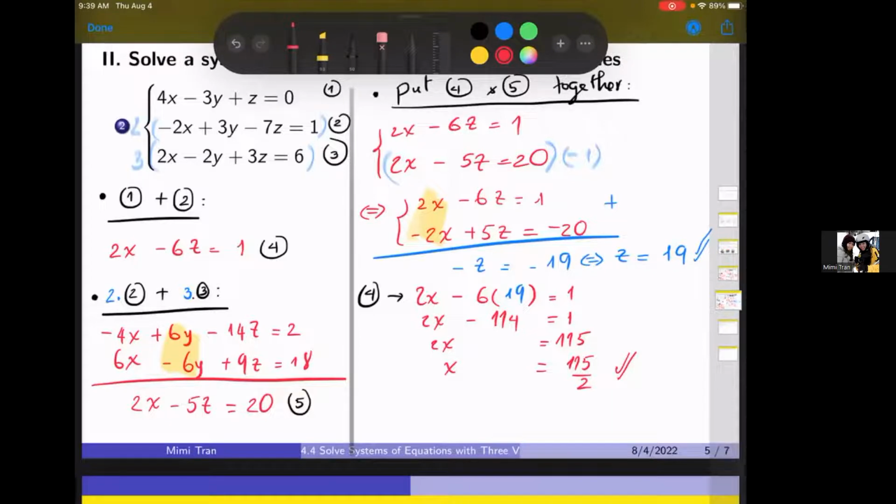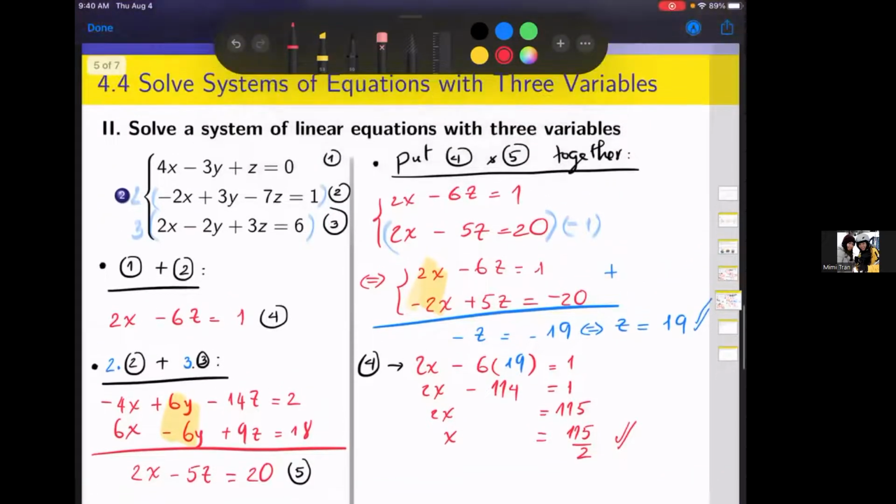6, 2 times negative 7, negative 14. 2 times 1 is 2. And then 3 times 6, 18. 9, 6, 2. Negative 14 plus 9 is negative 5, right? And then 20. Every time, I have no idea where I went wrong. It's supposed to solve.